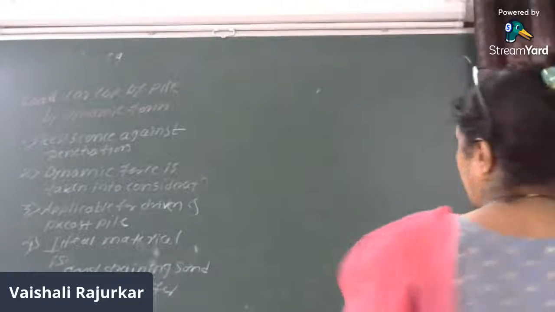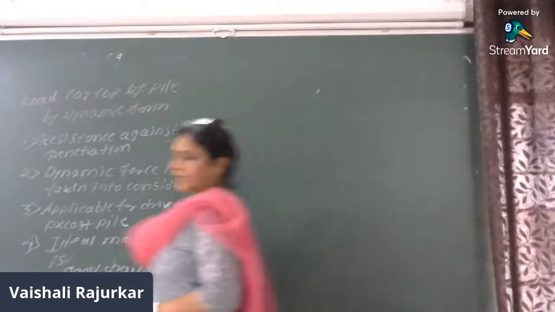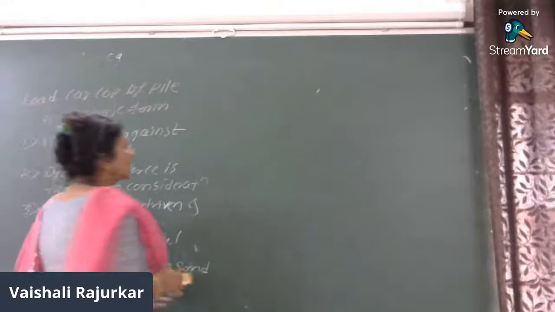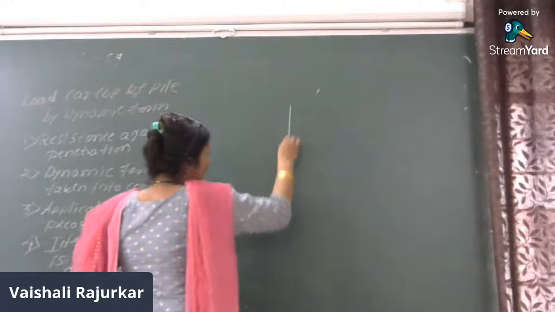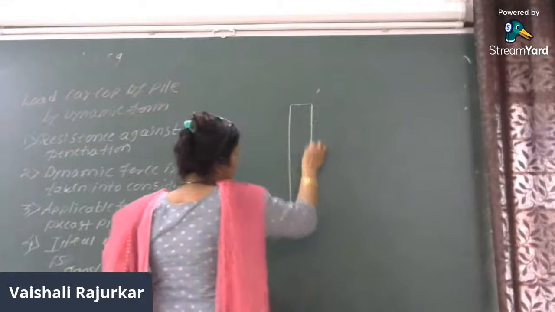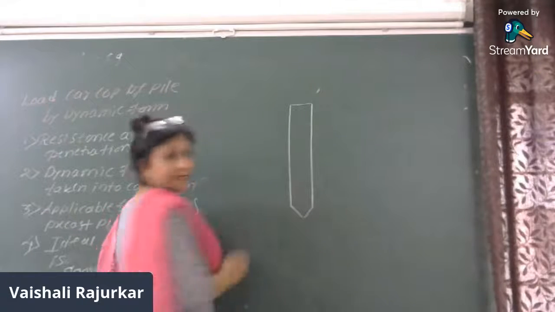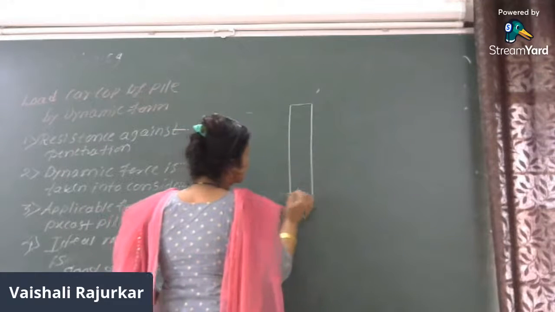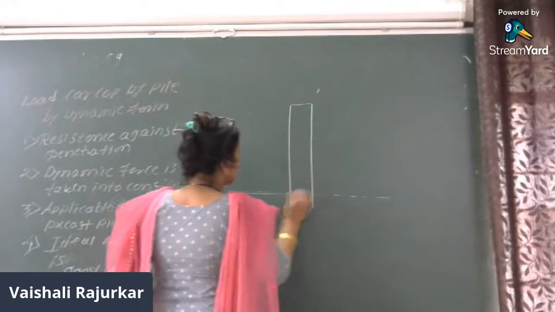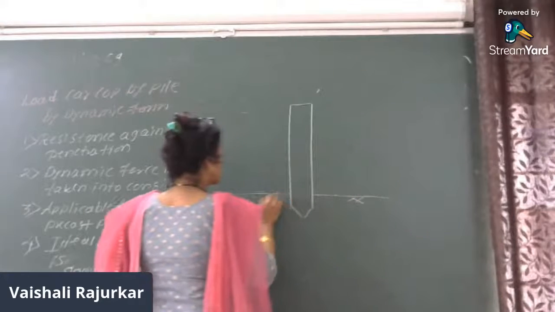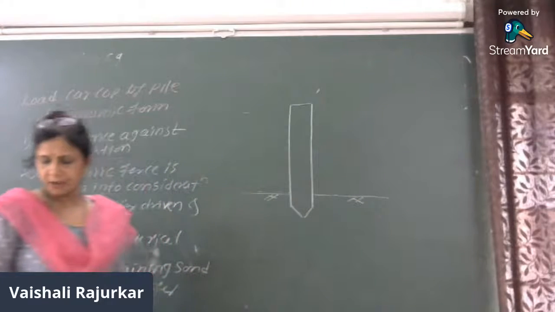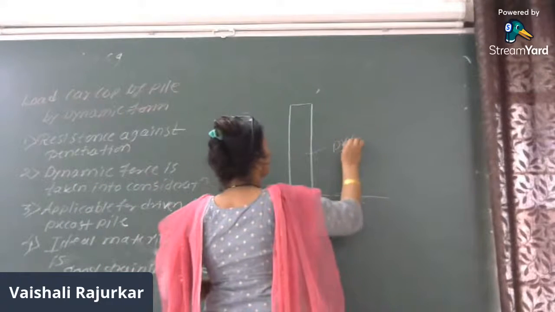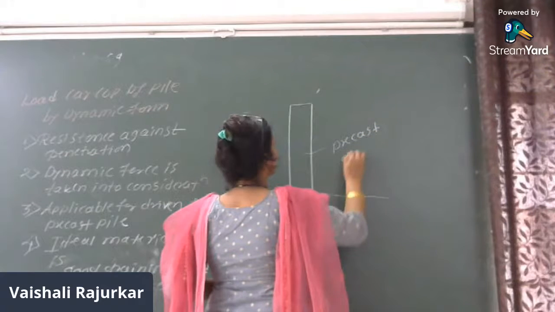Now here, what we are taking into consideration basically is when there is a pile which is being inserted into the soil. Here suppose this is the pile. This pile is having a pointed shoe at its bottom, and we are trying to insert it into the soil. Then naturally this is a precast driven pile.